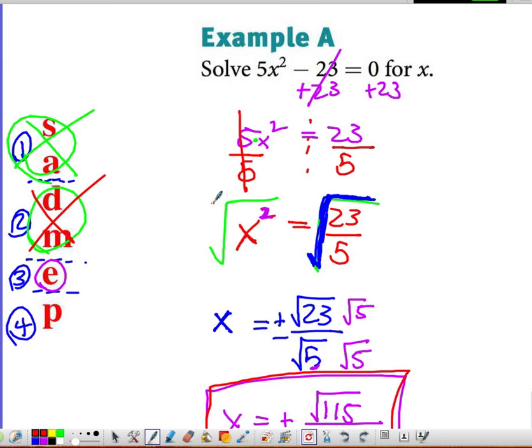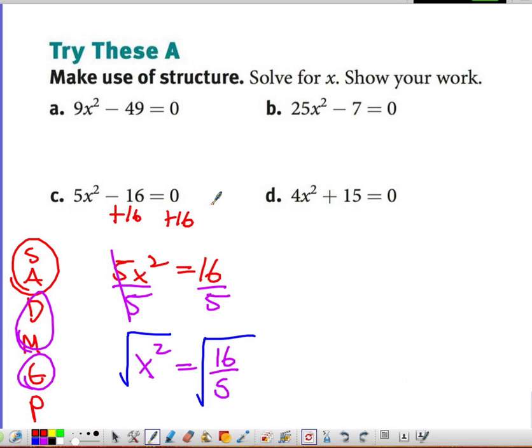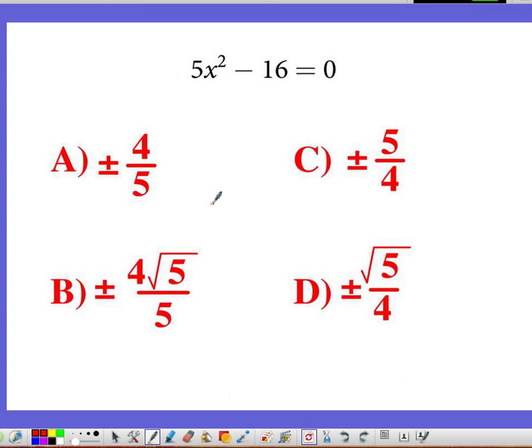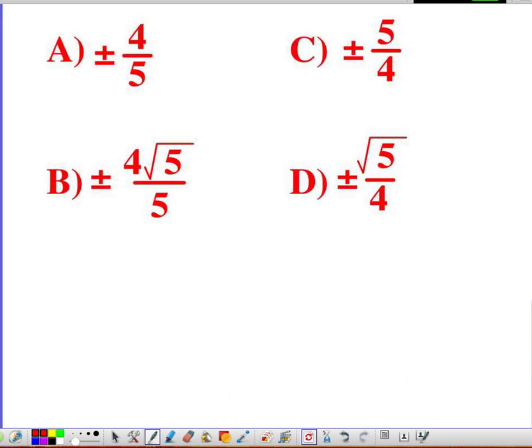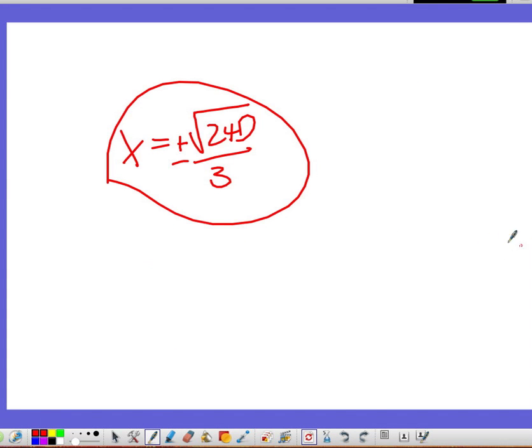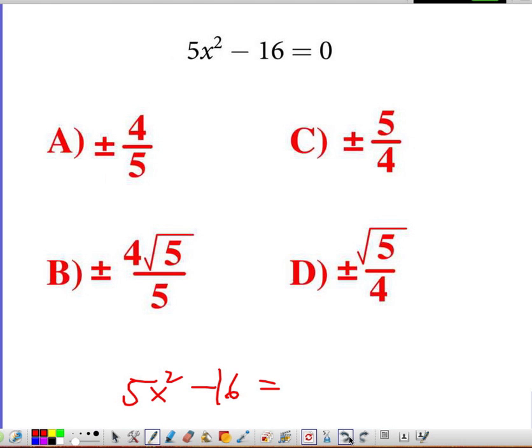I do have a very good example that's very similar to this. It's going to be this one. Let's do this one real quick. So we have 5x squared minus 16 is equal to 0. No, this is not the example. Okay, let's just use this example here.